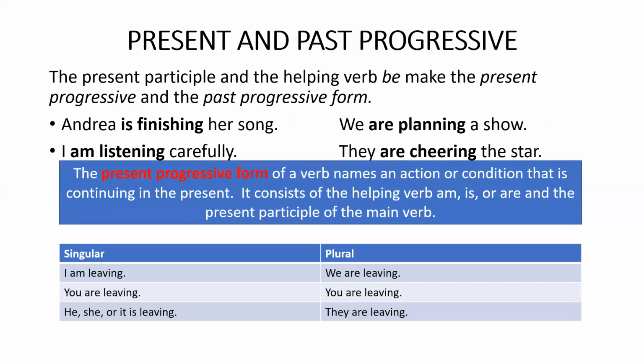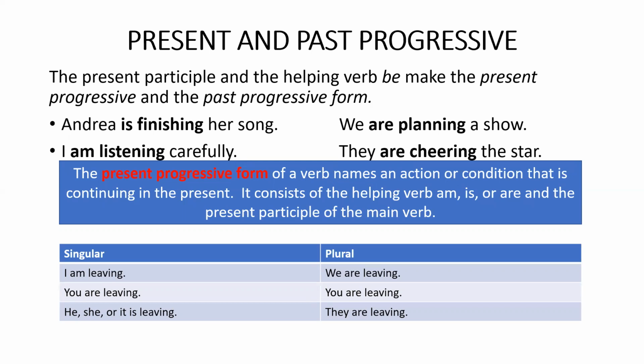Now, present and past progressive tense. The present participle and the helping verb be make the present progressive and the past progressive forms. Some examples I have given here of the present progressive form. You can notice the use of the present participle with is, am, or are.